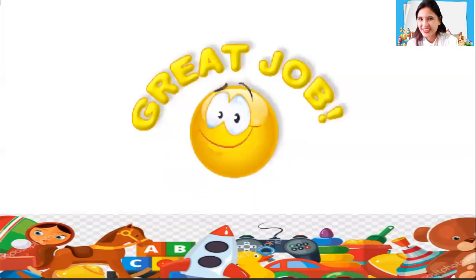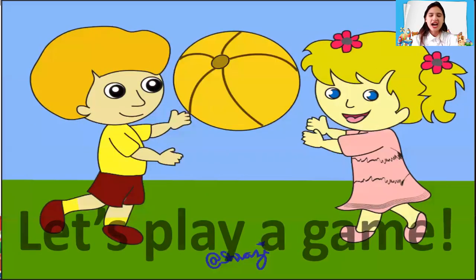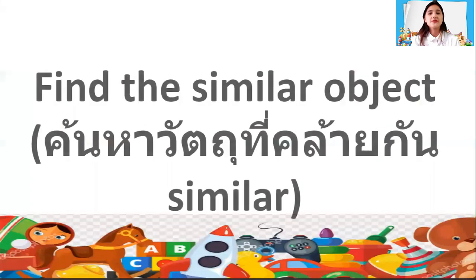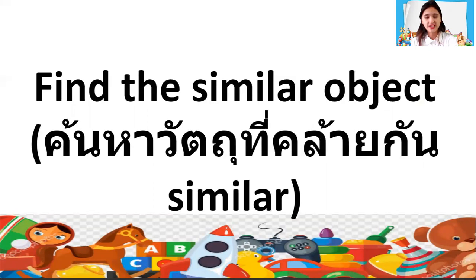Now, do you want to play? Do you want to play? Yes, okay. We are going to play today. Okay, let's play a game. Our game for today is find the similar object. Okay, you are going to look at the object. Okay, similar, the same object. Okay, I will show you two groups of pictures, and look what are the similar objects, what are the same objects. Okay, ready?